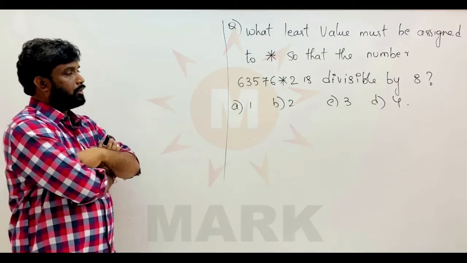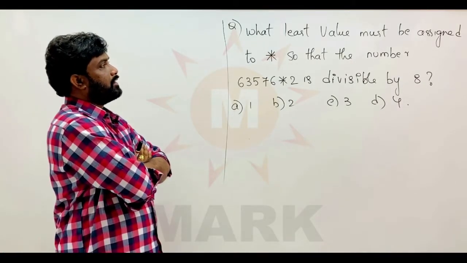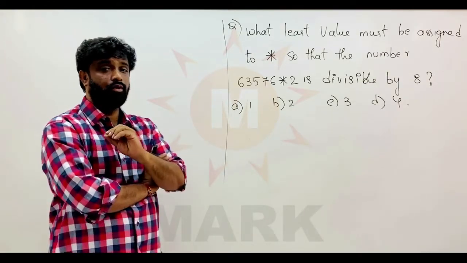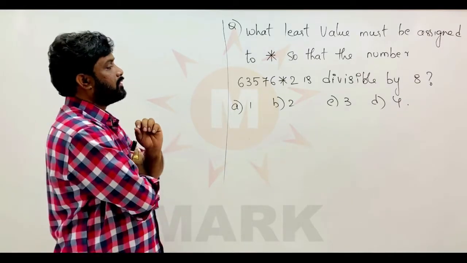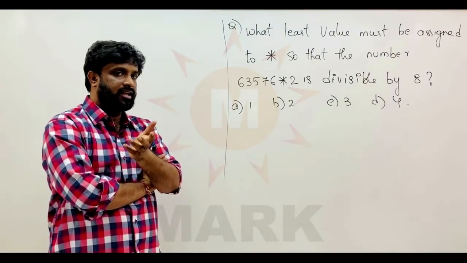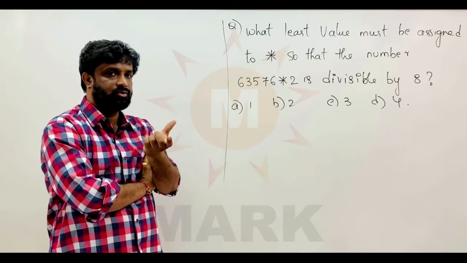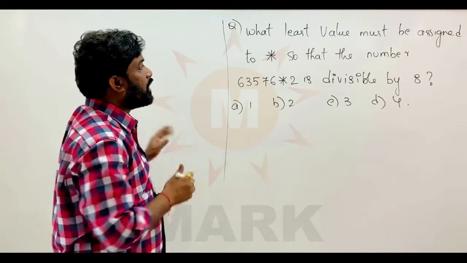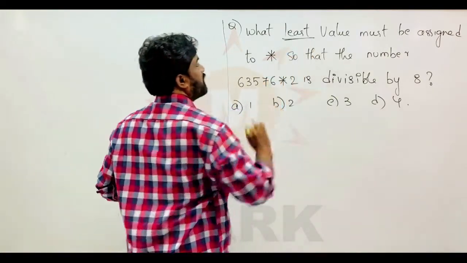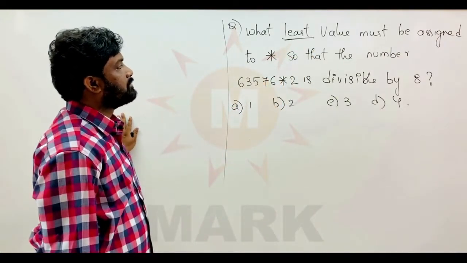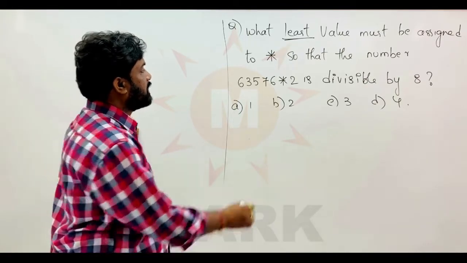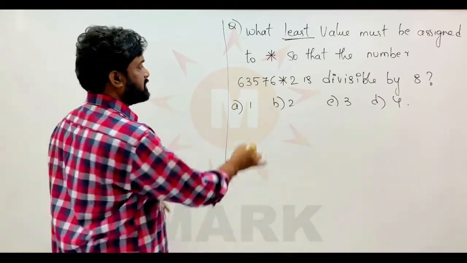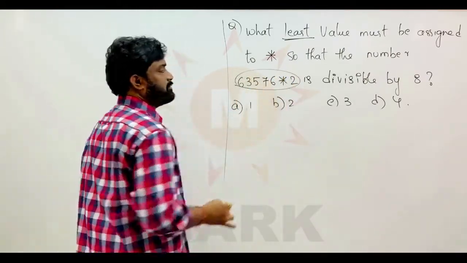Friends, now we will be looking into this question. Before going to that exam question, I am dealing with a sample question on the divisibility rule of 8. The divisibility rule of 8 means 8 can be written as 2 power 3. That means we consider the last 3 places for the divisibility rule, right? Now, what least value must be assigned to the star symbol so that the entire number 63576 star 2 is divisible by 8?